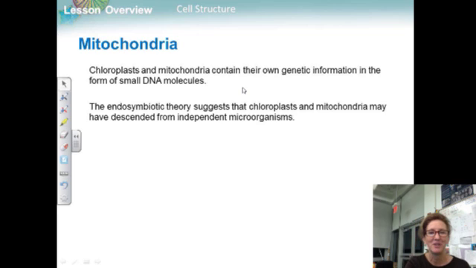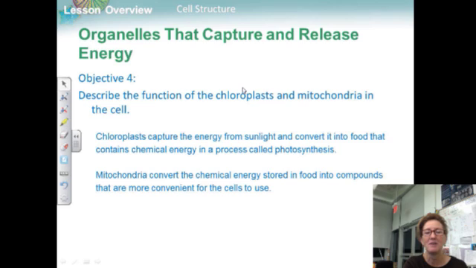Okay, so objective 4, actually, describe the function of chloroplasts and mitochondria in the cell. Let's recap here. Chloroplasts capture the energy from sunlight and convert it into food that contains chemical energy in a process called photosynthesis. Mitochondria convert the chemical energy stored in food into compounds that are more convenient for the cells to use in a process called cellular respiration.